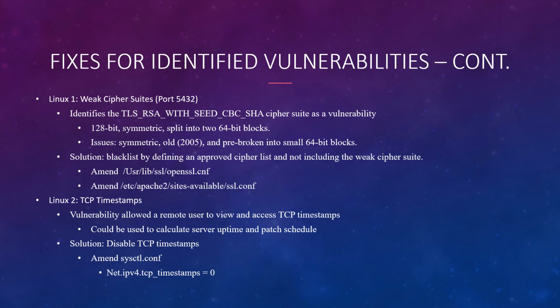Linux vulnerability 1. This is weak cipher suites for port 5432. This is the Postgres vulnerability I talked about. It could be higher based on environmental scores, which I'll get into when I get to the vulnerability ranking system. Now, the weak cipher suites finding identifies the TLS_RSA_WITH_SEED_CBC_SHA cipher suite as a vulnerability. What is this? This is a 128-bit symmetric cipher suite split into 64-bit blocks using RSA and SEED.